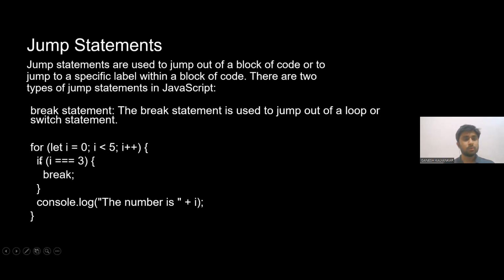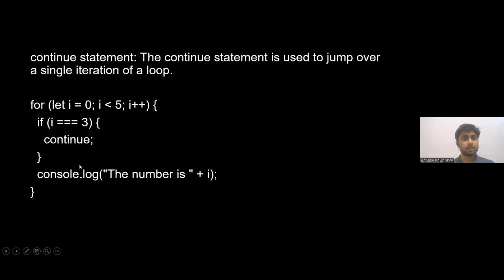Here you can see, when i equals 3, the loop will end. So the output of this code will be the number is 0, the number is 1, the number is 2. The next is continue statement. Here, if i equals 3, then it will skip this iteration and go to the next iteration. So the output will be 0 to 5 except 3.